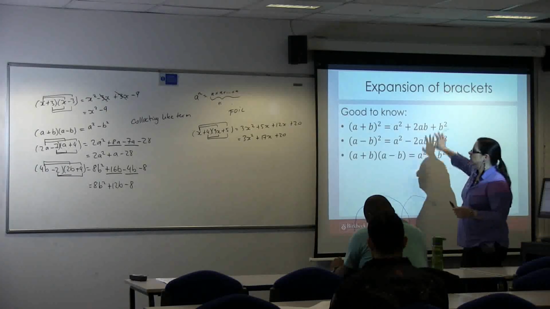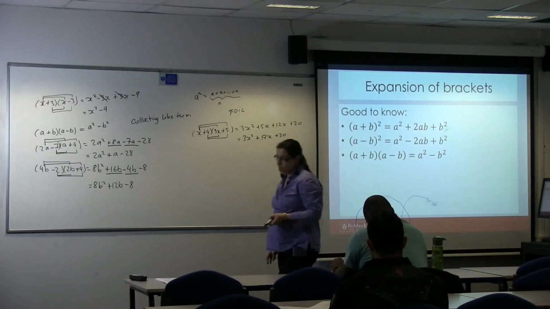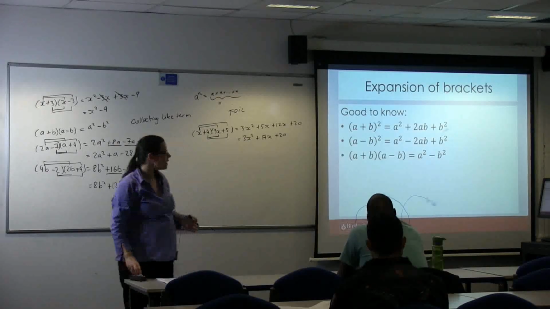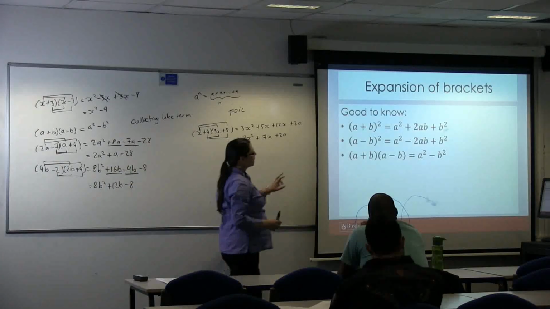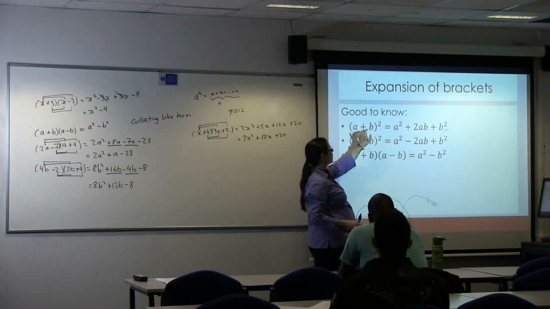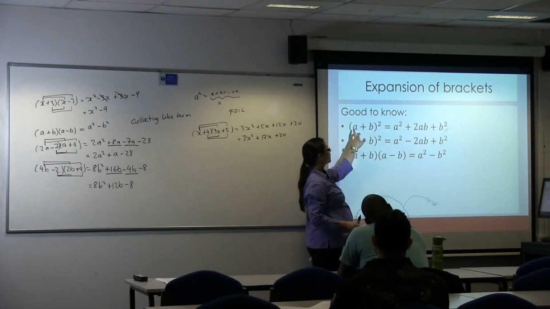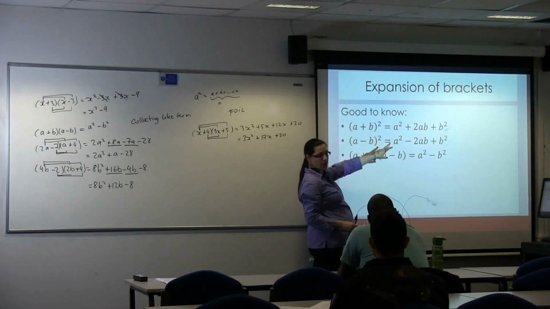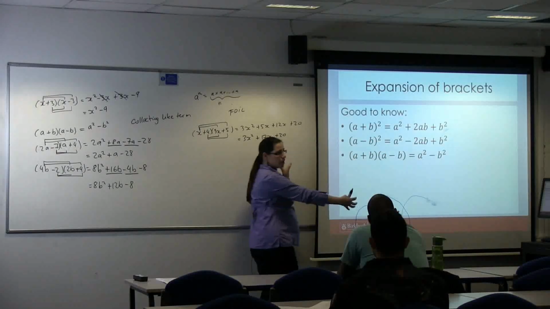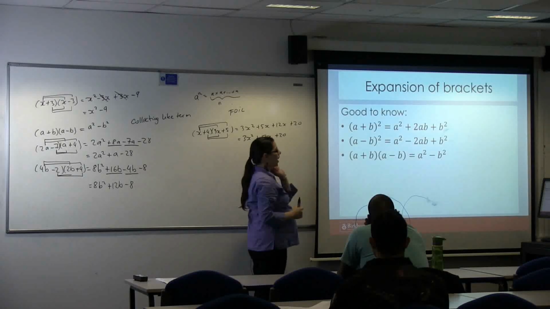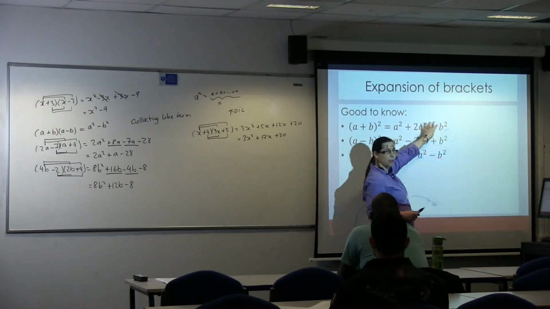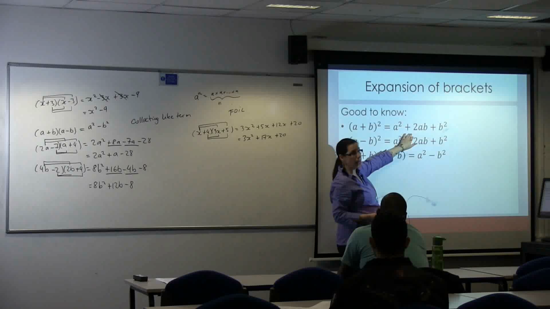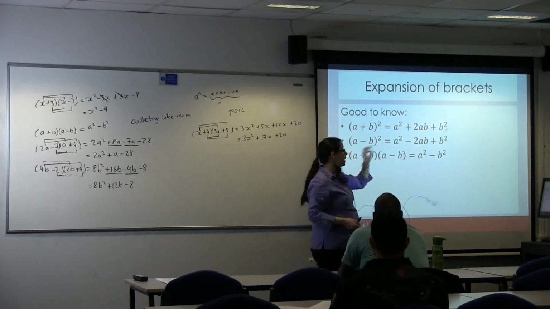Now, these rules are good to know because, as I mentioned just a few minutes ago, if you know them, they make your life easier. You can always derive them from the fact that a plus b squared is nothing else but a plus b times a plus b. So if you follow through this method that we've just done, multiply everything with everything, you're going to end up with a squared plus ab plus ab plus b squared. And obviously ab plus ab is going to give you the 2ab. So that's where it comes from.